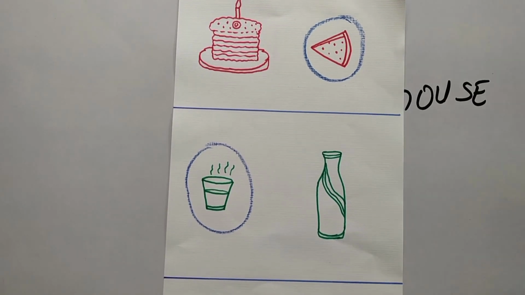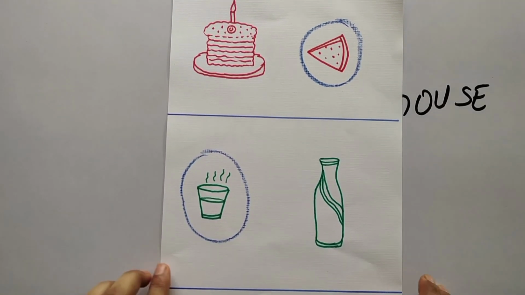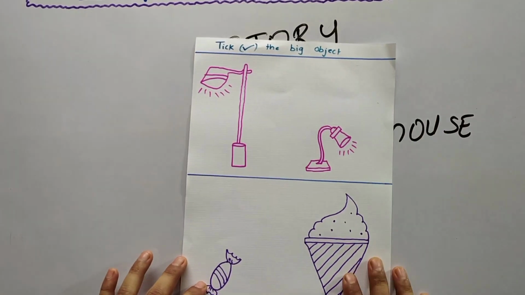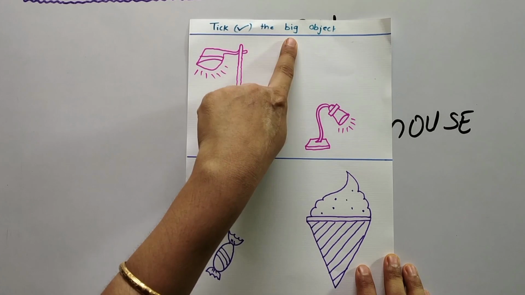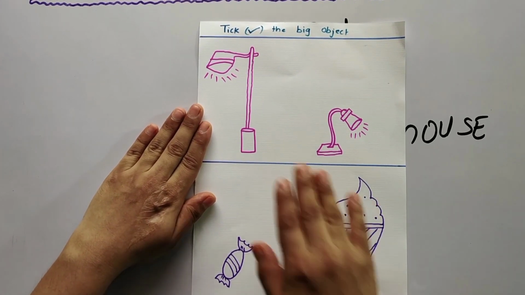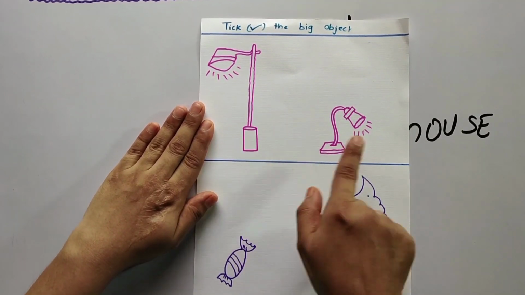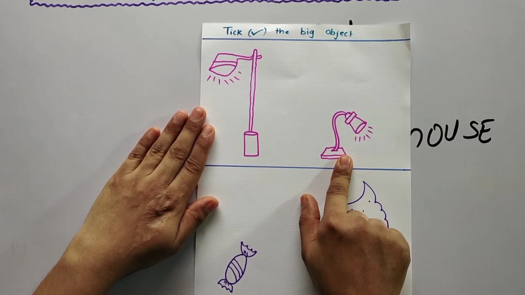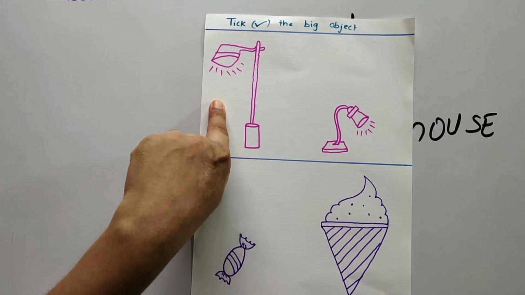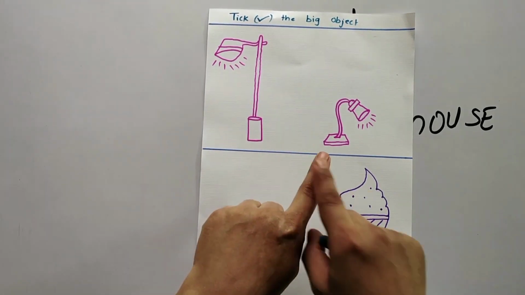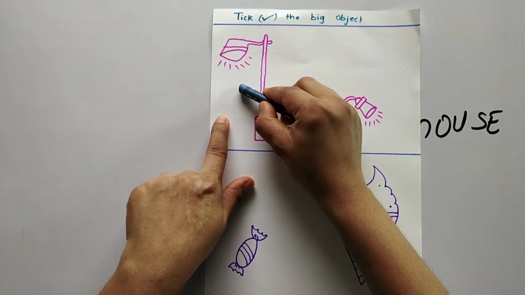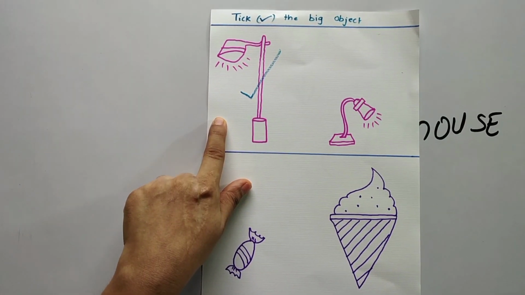Now, another kind of worksheet which you can prepare at home is this one, which is the tick the big object worksheet. Over here again, ask the children to find the big object between the two objects. Let them search for the big object. When they find it, ask them to tick the big object.